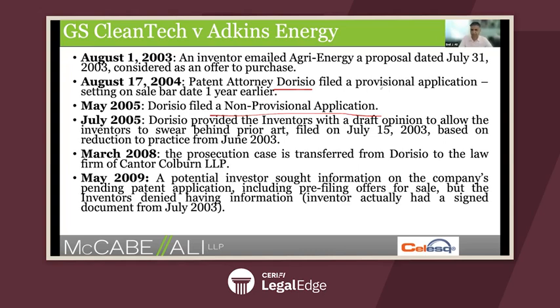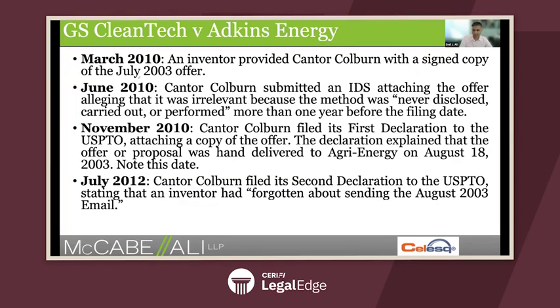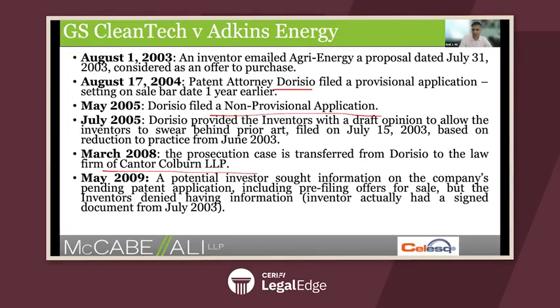This is, again, pre-AIA. And then at some point, the case was transferred to Cantor Colburn, a well-known prosecution boutique. And an investor sought some information, and Inventra had signed a document from July 2003. Interesting. Okay. So during the prosecution, we get a signed copy of that July 2003 offer. Then there was an IDS submitted saying that it was irrelevant because the method was never disclosed, carried out, or performed more than 1 year before the filing date. And if you remember, the filing of the non-provisional was 2005 and August 17, 2004 for the provisional.